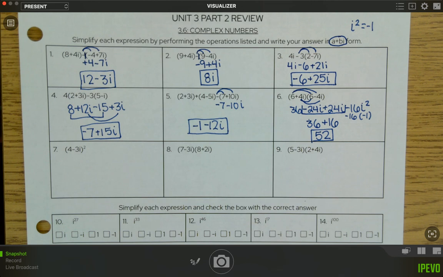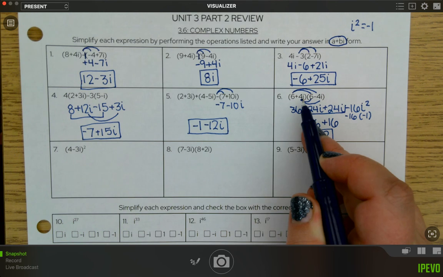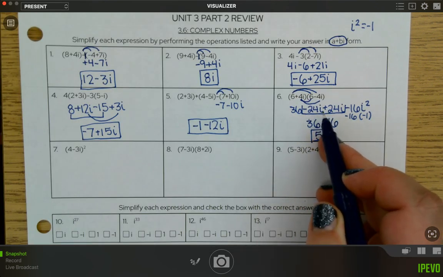All right, let's do some more multiplying. Also, by the way, if you ever see something that has the same thing in the parentheses, just the sign in the middle is changed, that means that the two in the middle are going to cross out like this. That's called a conjugate.